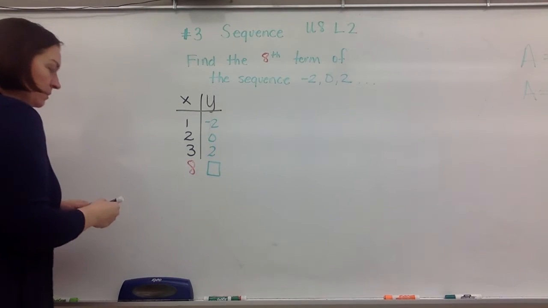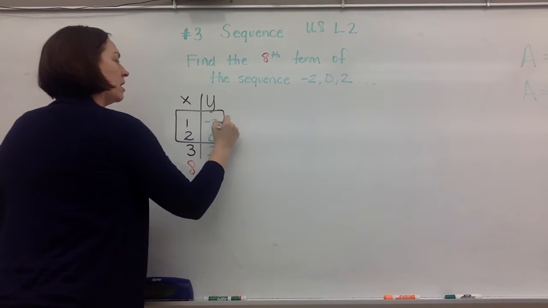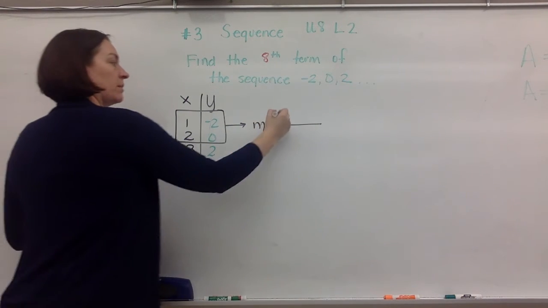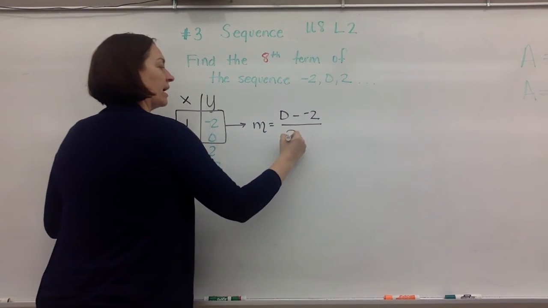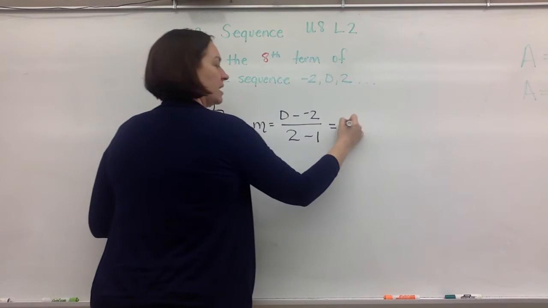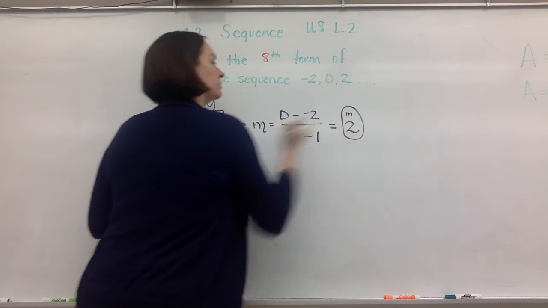Step number 1, let's determine the slope. We're going to take these 2 points right here. And from here, we're going to use the slope formula: y minus y over x minus x. When I do this, I get a slope of 2. Here is my m value.